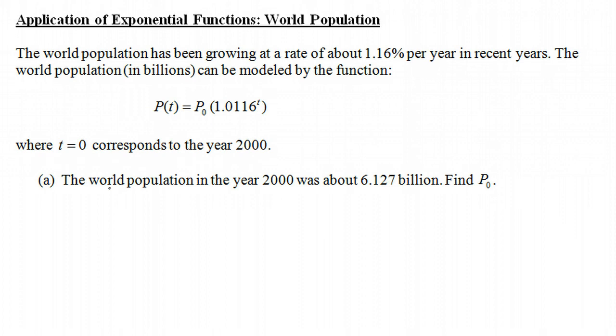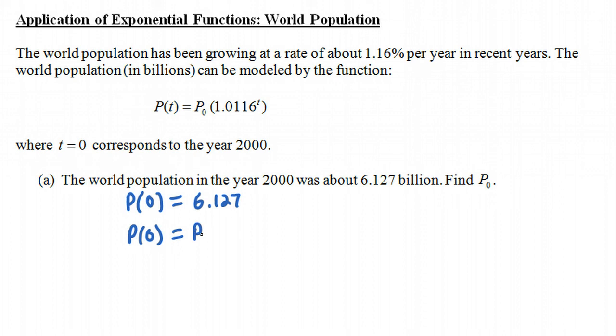Well, first of all, notice that the population in the year 2000 is just p of 0. Because P of 5 would be the population in the year 2005. P of 7 would be the population in the year 2007. So P of 0 is the population in the year 2000. So notice it's 6.127. But also we can look at P of 0 by looking at this function up here, looking at this formula.